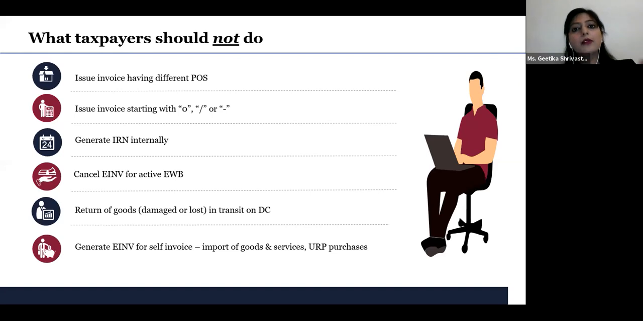Because today, whatever invoices you're generating in your ERP, the reporting of those invoices is in your control when you are doing your monthly compliances. So at the end of the month, you figure out what all invoices have to be reported. If something has been cancelled, or goods return has happened, you just cancel those invoices and don't report on the portal.